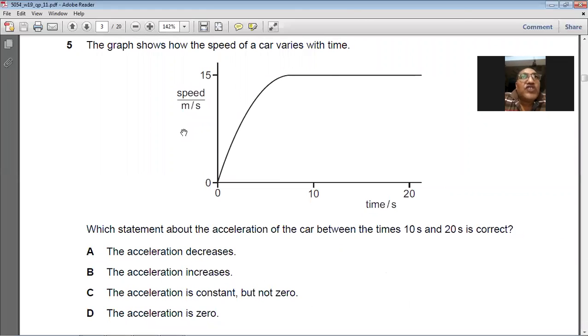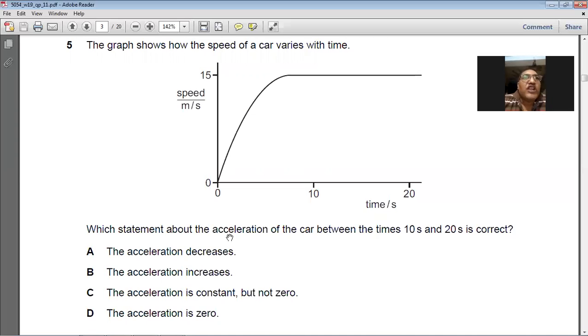The graph shows how the speed of a car varies with time. It's a speed time graph. On the y-axis, the speed is represented, and on the x-axis, time is represented. You should remember that the slope of the speed time graph is equal to acceleration. If the graph becomes flat, horizontal, and the slope becomes 0, it means that the acceleration is 0. The body is moving with constant speed.